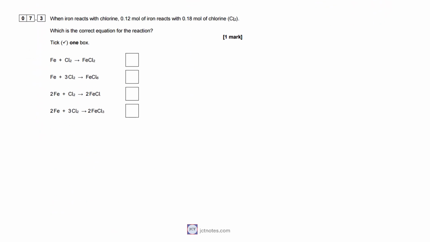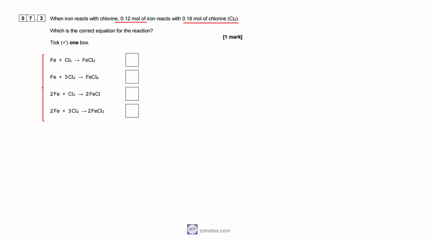In question 7.3, we're told that 0.12 moles of iron react with 0.18 moles of chlorine. We need to choose the correct balanced equation from the 4 options. According to the examiner's report, only just over half of students answered this correctly. Let's see how to solve it quickly.